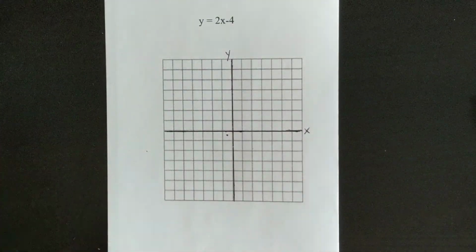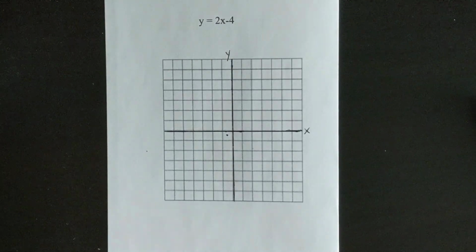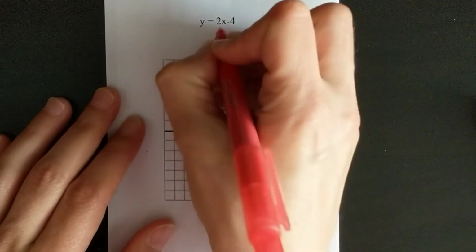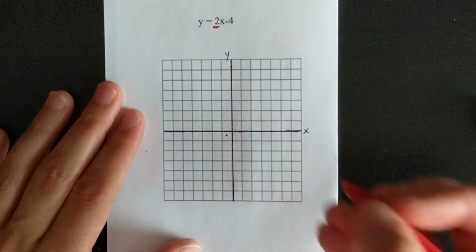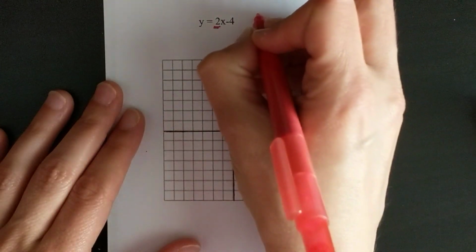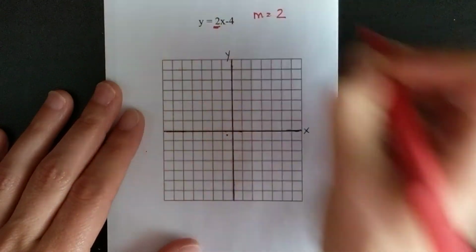So the first piece of information is to make sure you can identify in your equation what is the slope and what is the y-intercept. In this case, the number that's attached to x, the multiplier for x, that's your slope. So we know now that m equals 2.